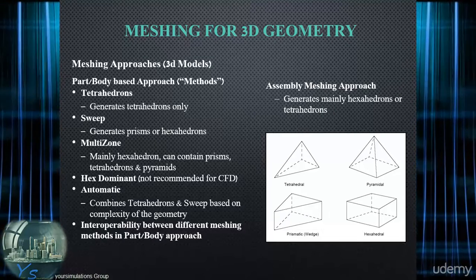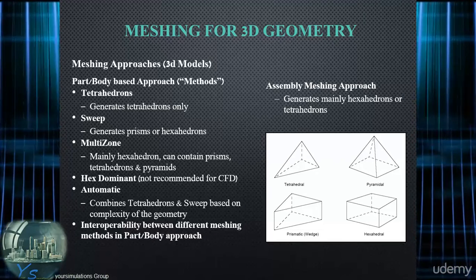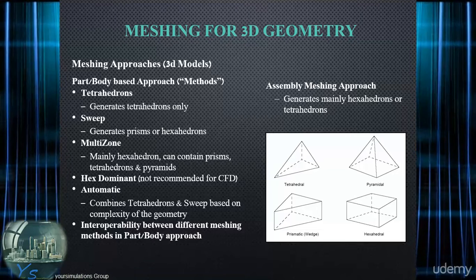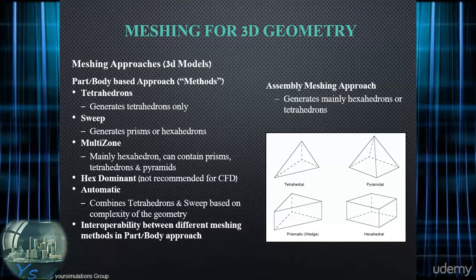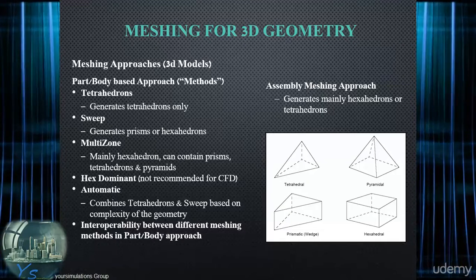The element type that is not on this slide is the polyhedra. CFX creates polyhedra automatically from a tet mesh. In Fluent, this conversion has to be applied manually. Polyhedral elements usually have a good quality, but are more diffusive than hexahedrals.